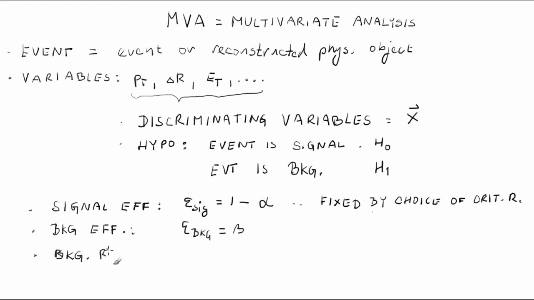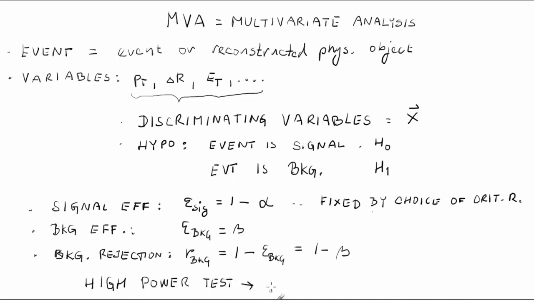Background rejection is the probability to reject a background event. It is equal to the power of the test. R background is equal to 1 minus epsilon background, and this is equal to 1 minus beta. Tests with high power have a high background rejection for a given signal efficiency. Obviously, the ultimate goal of MVA algorithms is to maximize the background rejection for a given signal efficiency.